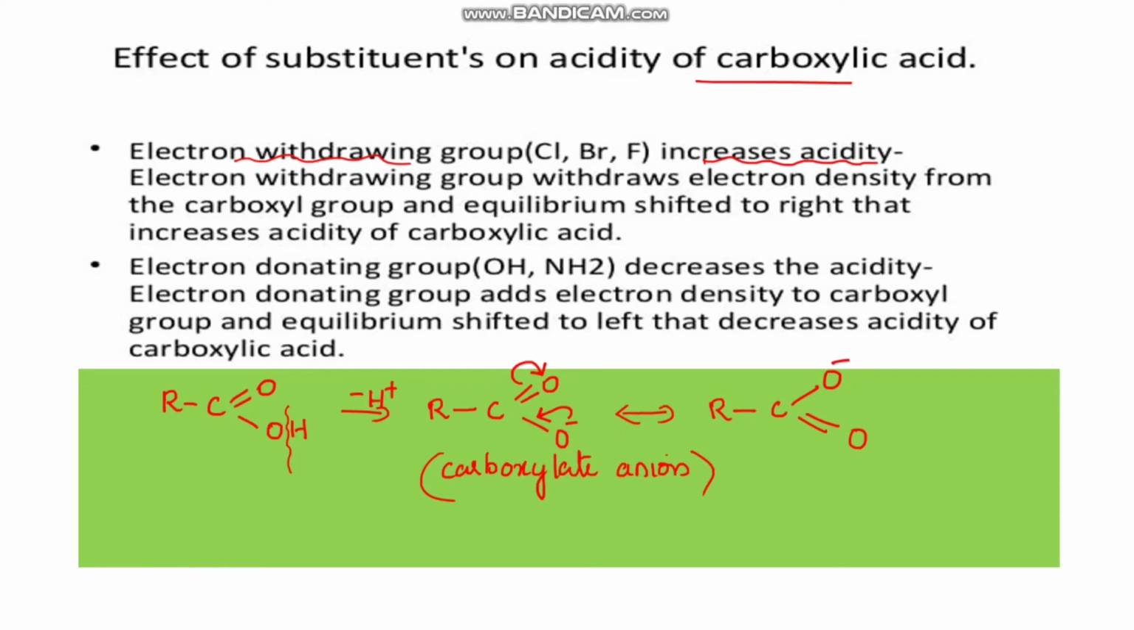And if an electron donating group is present, what happens? The electron donating group will donate electron towards this carbon, thereby strengthening the OH bond. So it will be difficult for the H plus to get removed from the side. So the electron donating group will decrease the acidity.